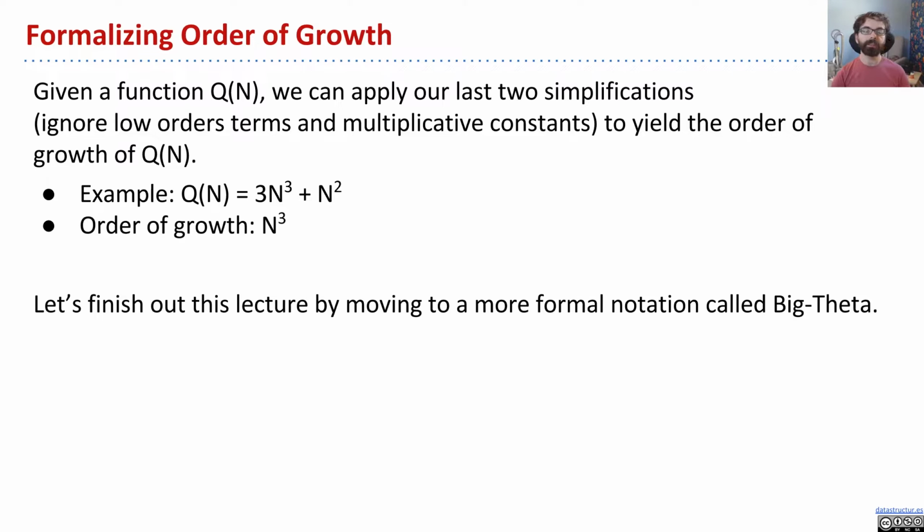There's one more thing that I'd like to do today before we end our lecture. So we've seen how, given a function like 3n cubed plus n squared, we can figure out the order of growth by applying our two simplifications. We lop off this low order term, lose this multiplicative constant, and we have n cubed.